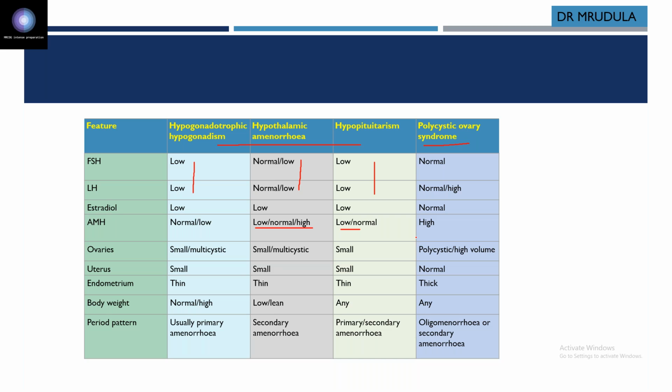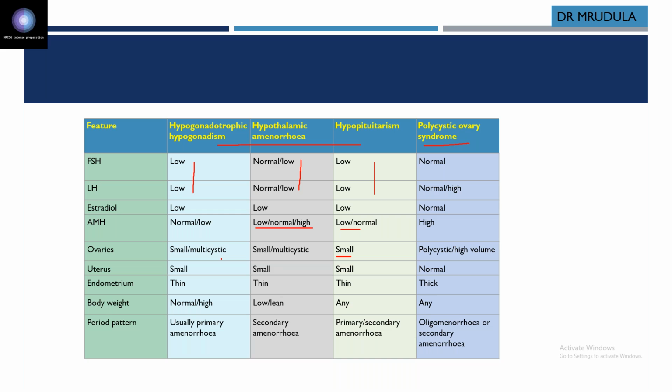Ovarian morphology on ultrasound: in hypopituitarism, because there will be very low FSH and LH, the ovaries will be small. While in hypogonadotrophic hypogonadism and hypothalamic amenorrhea, there can be a multicystic appearance, or if the secretion of FSH and LH becomes very low, the ovary can become very small. While in PCOS, the ovaries are high volume with a polycystic appearance.